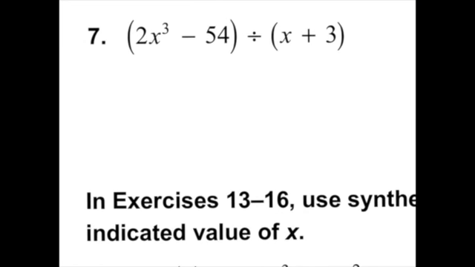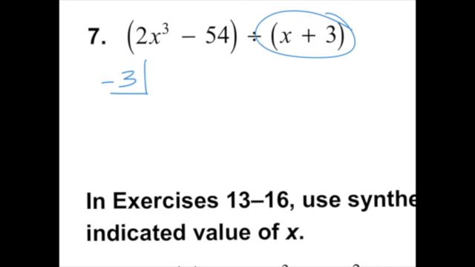Now, one little thing that you might run into is an example like here with number 7. Here in number 7, it starts out the same, where you figure out what makes your divisor 0, which is negative 3. But the problem is when you go to write your dividend without the variables, you'll notice that it skips a few terms. It goes right from x to the third to the negative 54. There is no x squared or x.